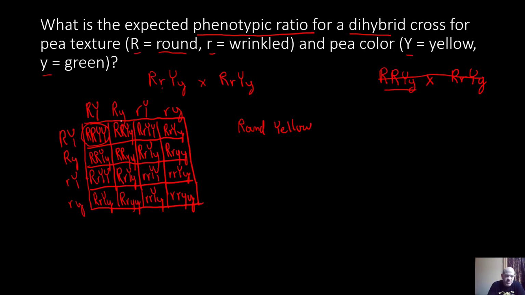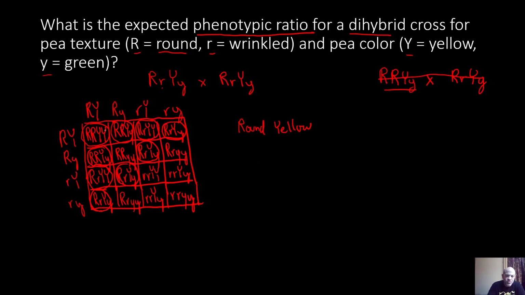The second box is going to be round and yellow too, because we have at least one big R and big Y for the genotype. This one is also round and yellow, round and yellow, round and yellow. This one is not, the second one on the second row. This one is round and yellow. This one is not. This one is round and yellow, round and yellow, no, no. And this last one down here on the bottom left is round and yellow. And if we scan, the rest of them are not round and yellow.